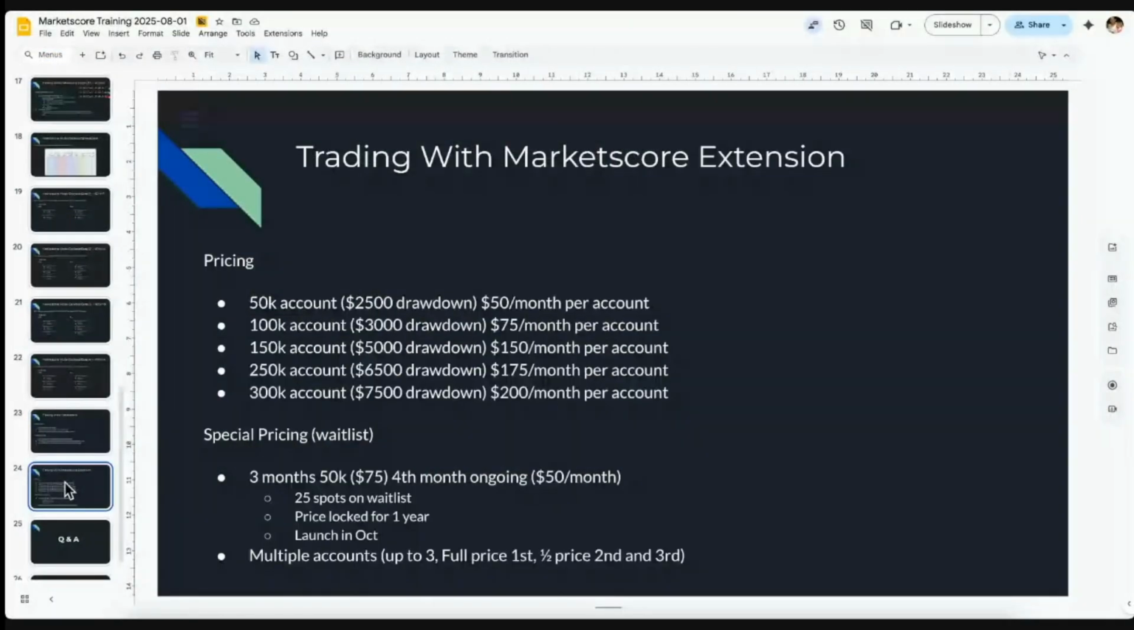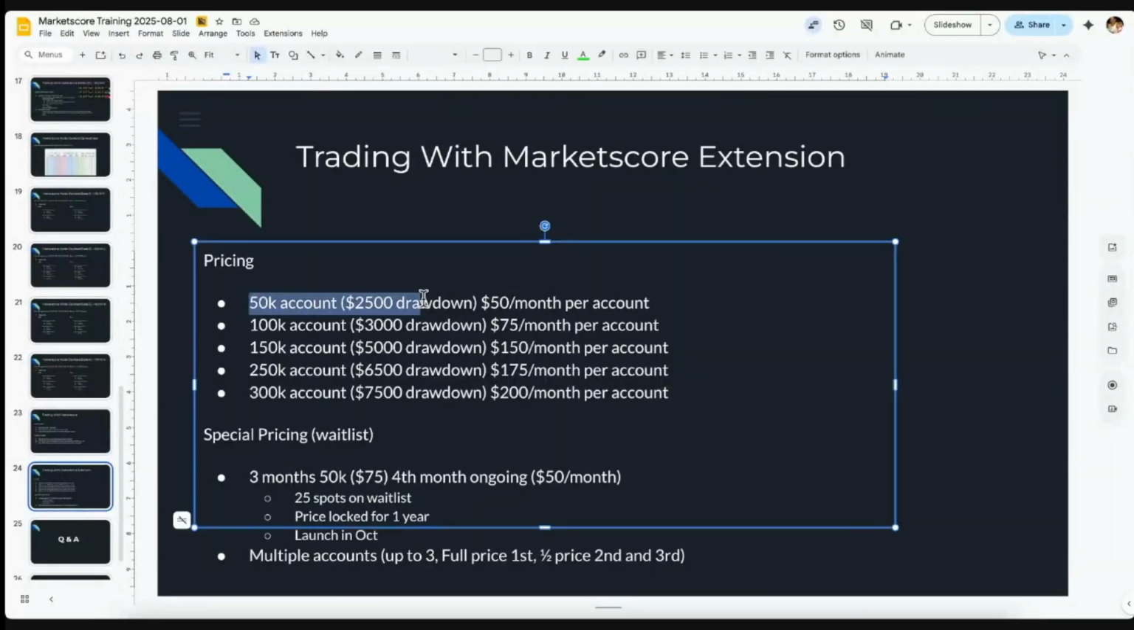So again, these are the different models. If you have a 50K account, it's 50 a month. 100K account, 75.